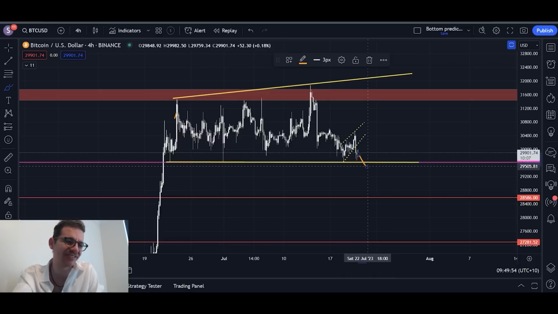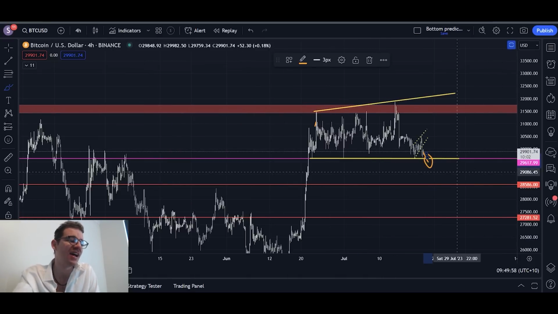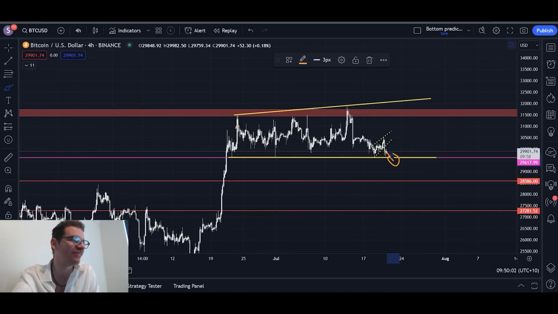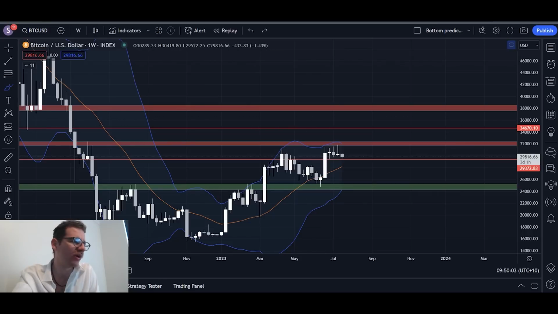Short this when it actually does break down. And when it does break down, if it does break down, I should say, I don't think it's guaranteed that Bitcoin crashes massively, right? There is major weekly chart support. Where is that weekly chart support?